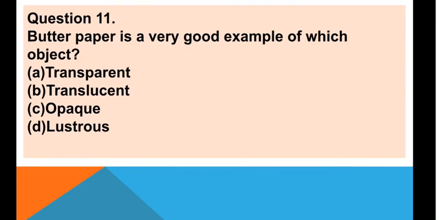Now, we have question number 11. Butter paper is a very good example of which object? Option A, transparent, option B, translucent, option C, opaque, and option D, lustrous. So, as we know that the butter paper is a very good example of the translucent object, because from the butter paper we cannot see the image clearly, we can see the blur picture, because translucent object allows partial light to pass through it. It does not allow the light completely to pass through it, okay. So, that is why we see the blur picture. So, the correct answer will be translucent, option B.